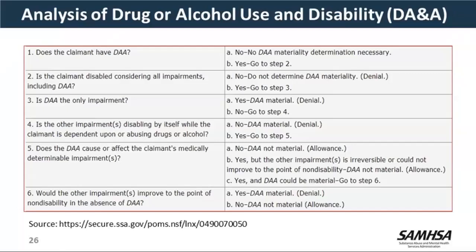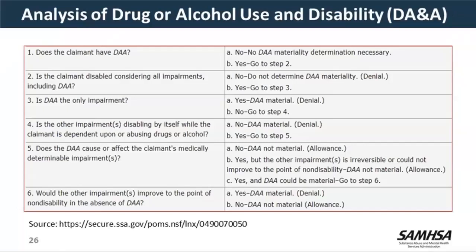Step 2 asks, is the claimant disabled? So if the answer is yes, that they're disabled, the application will go on to the next step. If, even without the substance use or with the substance use, the applicant still is able to earn substantial gainful activity, they wouldn't be considered disabled and they wouldn't need to be evaluated under this sequential evaluation. Their case would just be denied.